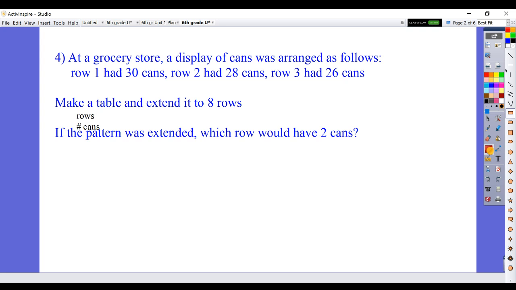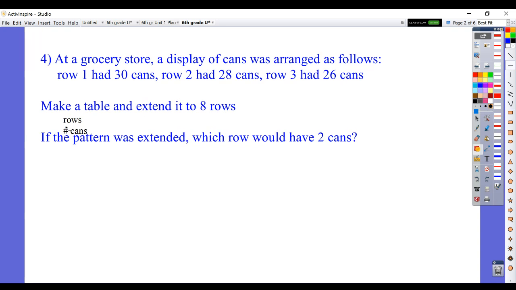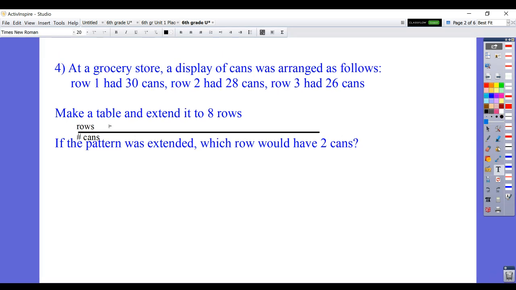And we can put in a line here. Okay. So when we had row 1, we know it had 30 cans. Row 2 had 28. Row 3 had 26. And we can tell what's occurring in terms of a pattern is that it's going down by 2 for each subsequent row.